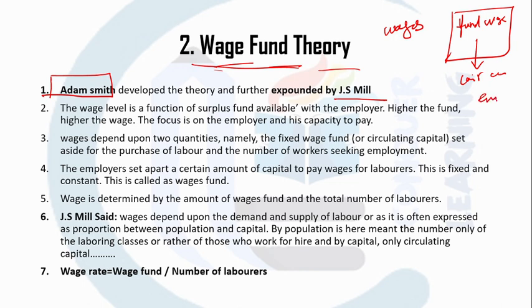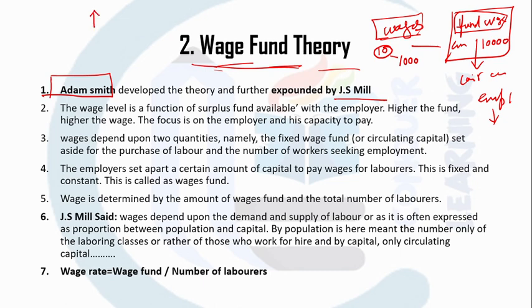Now, since the employer holds the capital, he keeps a separate wage fund for the employees, and from this wage fund only, the wages are given to the employees. So what is the wage fund? A fund which is created for the employees in order to give them the salary, and it is also called the circulating capital. Now suppose this wage fund has around 10,000 rupees and there are around 10 employees. So each employee would be getting 1,000 rupees.